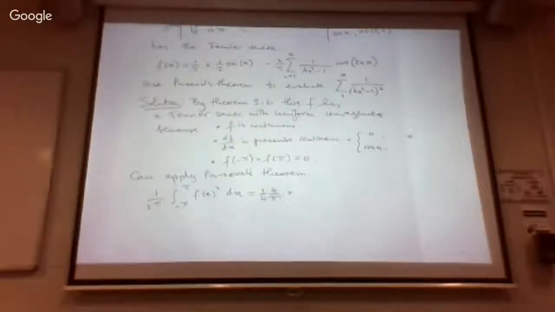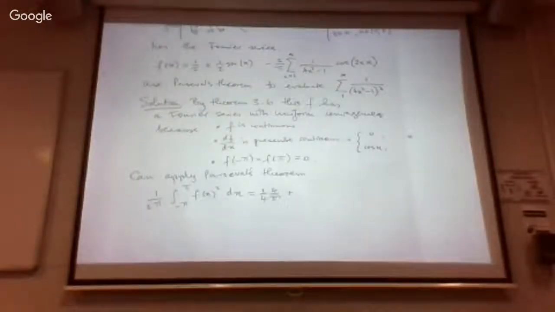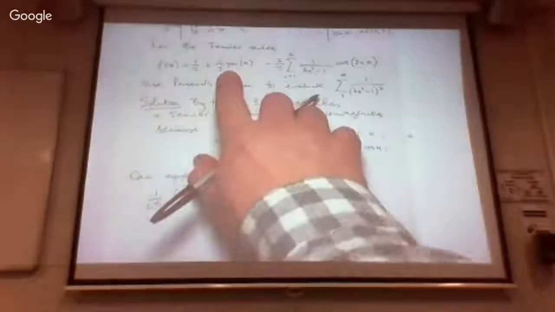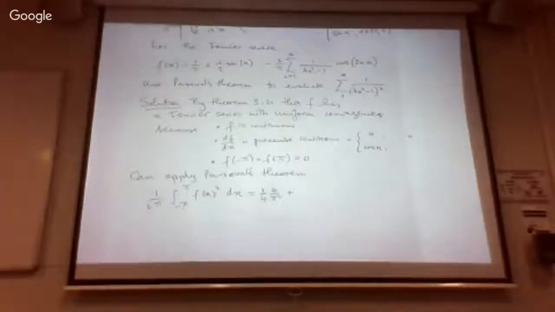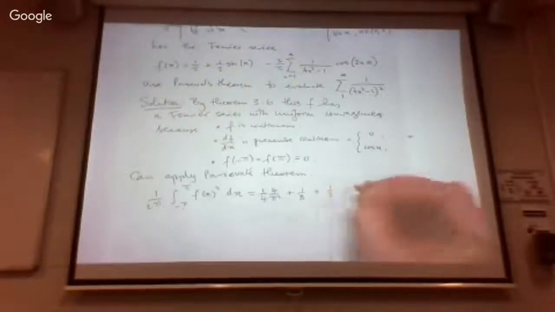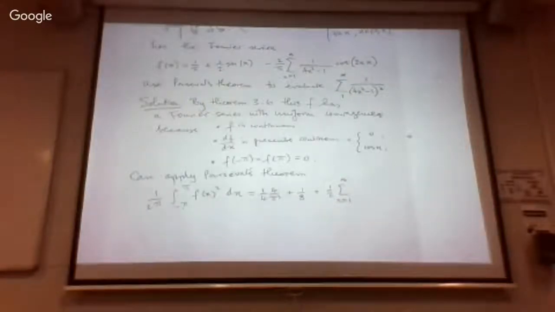And then we've got a half times the sum of the squares of all the ANs and BNs. Now there's only one B quantity, B1, which is a half. So B1 squared will be a quarter, and then a half of that will be an eighth. We've got an eighth here. And then we've got a half times the sum from n equals 1 to infinity of the square of all the AN coefficients.